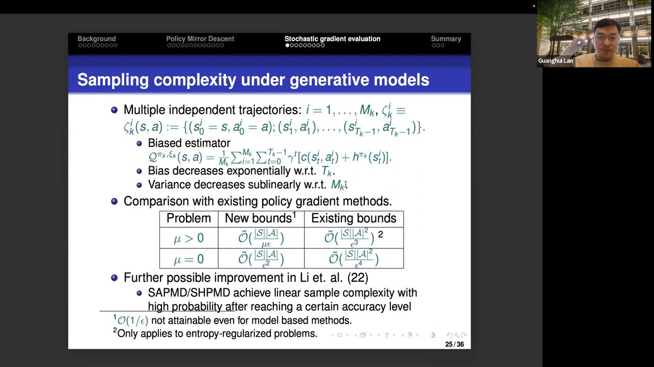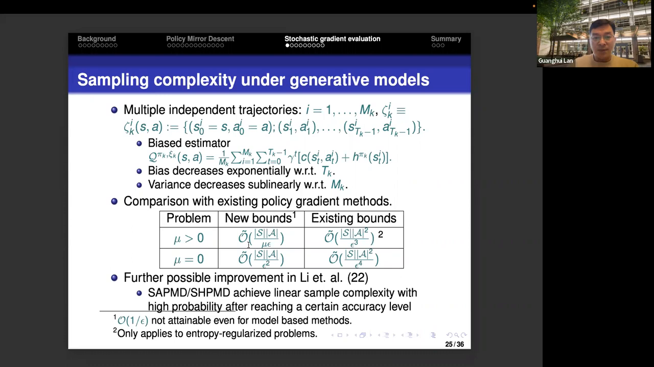But with this estimator, we can tell how good the method that we developed is in terms of the total amount of samples we need. Here, the samples mean the state action pairs. As you can see, our method can substantially improve the existing sample complexity of policy gradient methods.